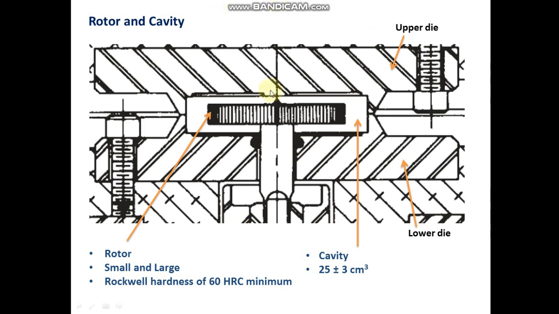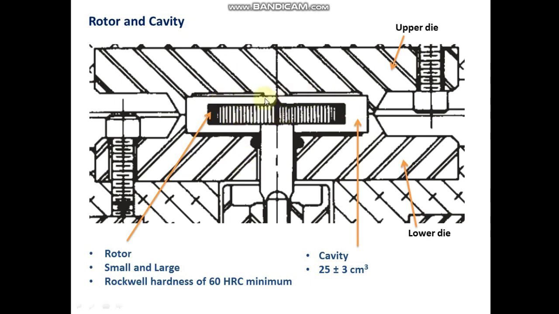Here you can see the upper die. It is a mobile die, so we can open the cavity by taking this upper die up. Here is the lower die. It is stationary, it is not movable. Here it makes a cavity. The volume of this cavity is 25 plus or minus 3 cubic centimeters.